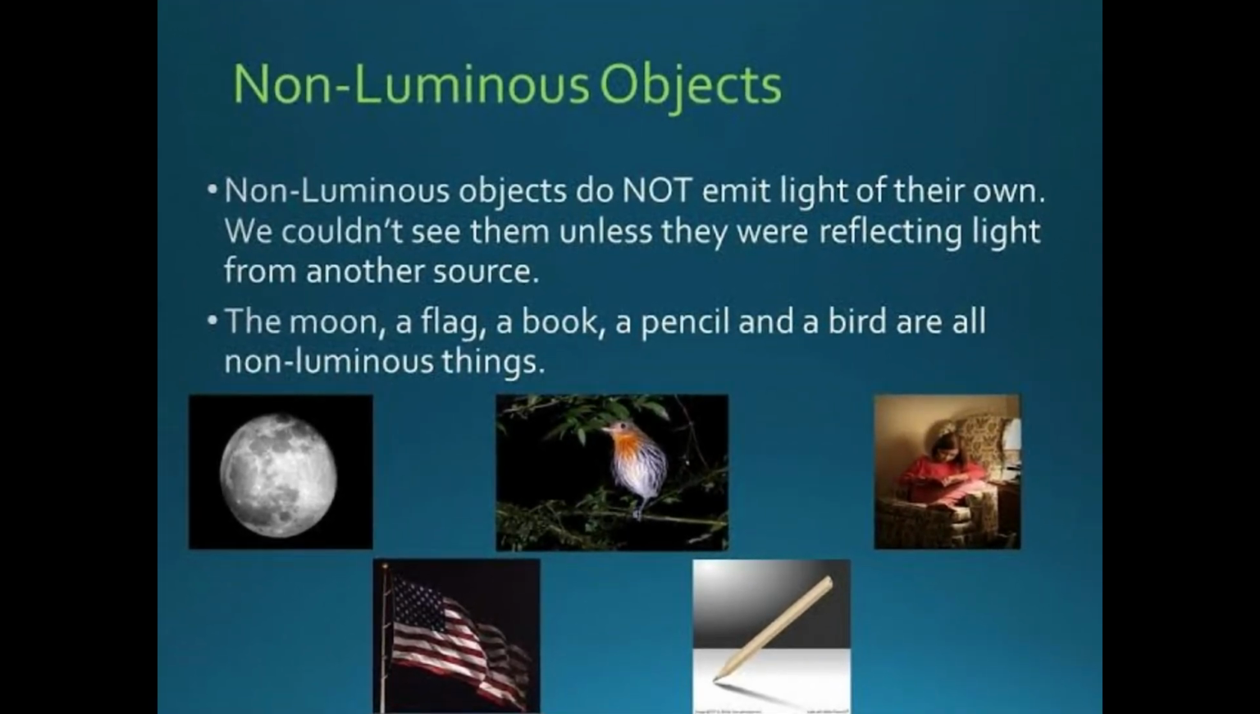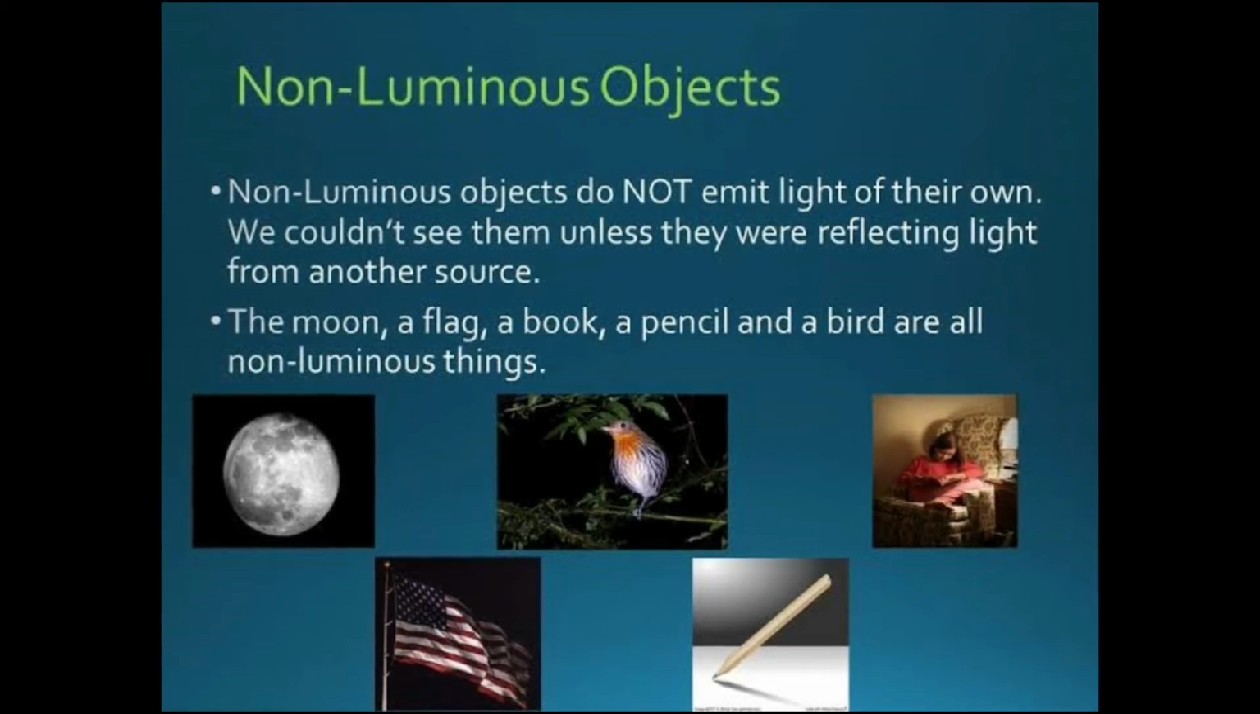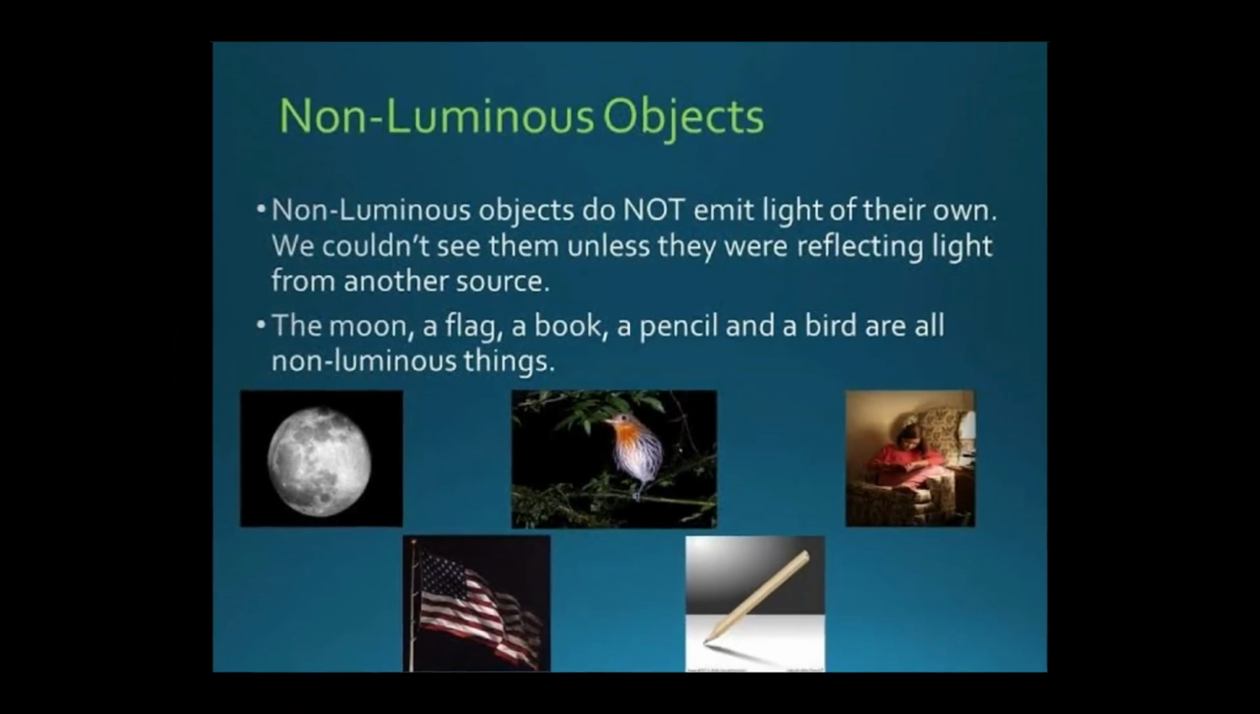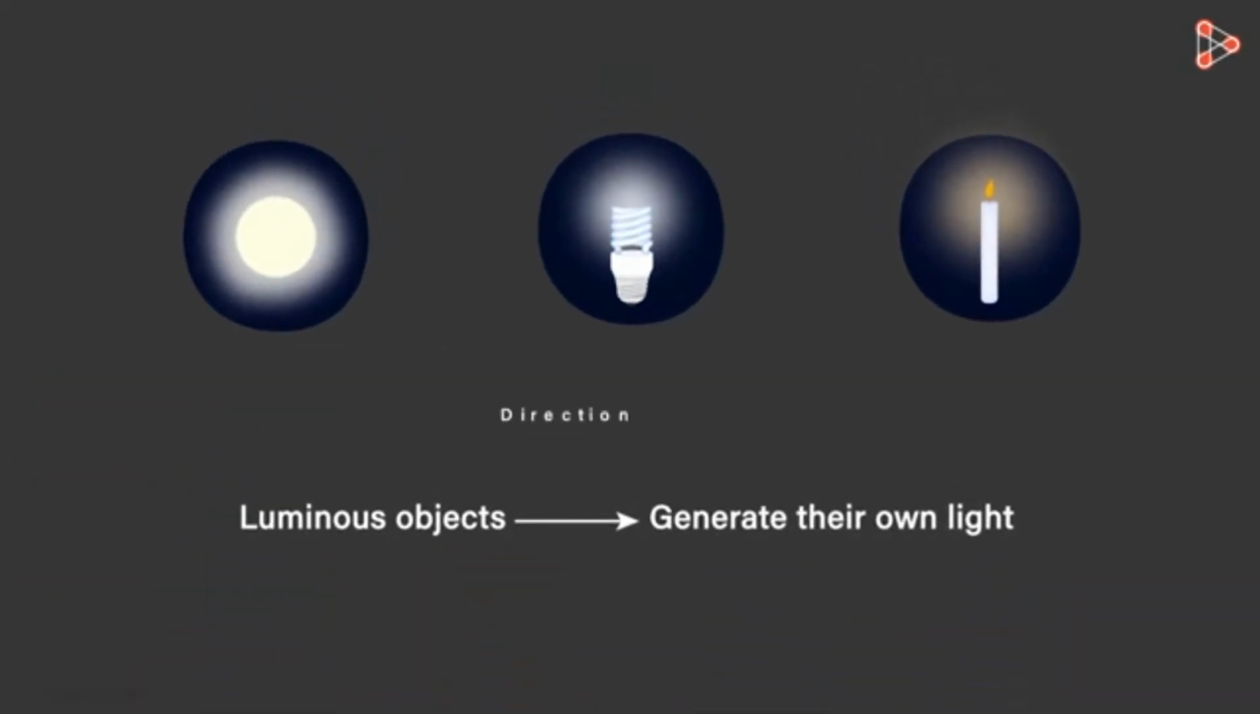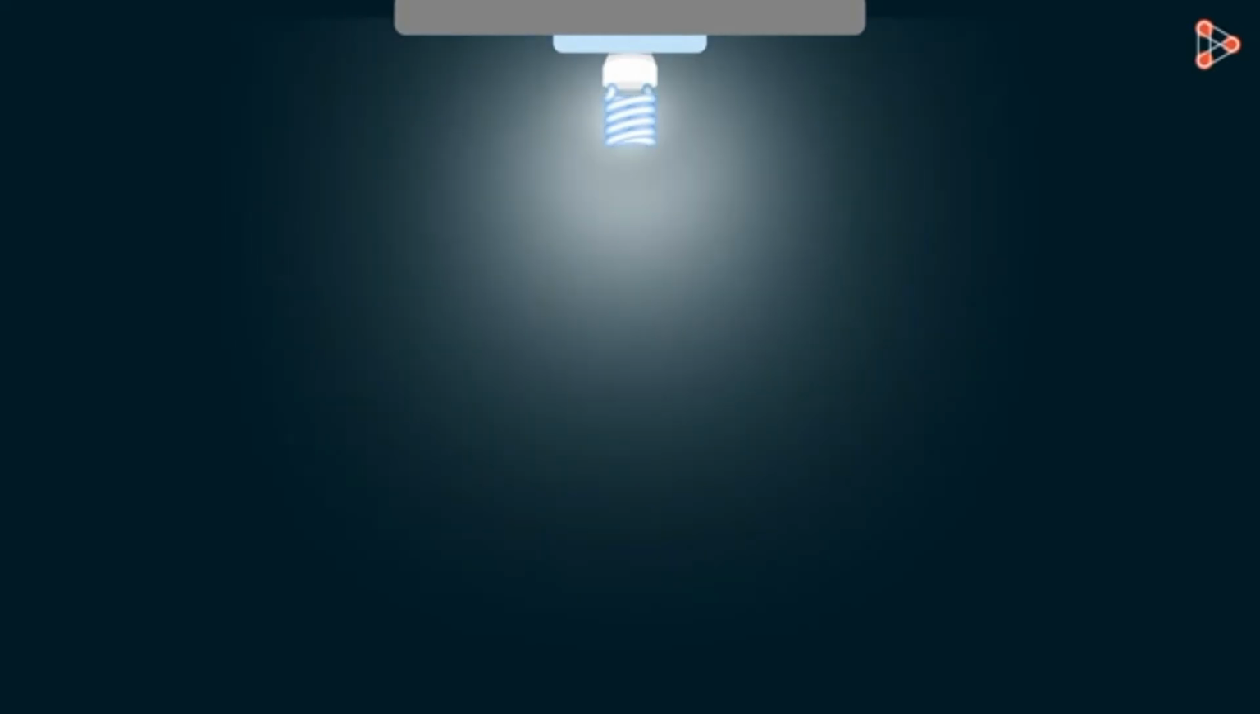However, these objects reflect the light from the luminous objects from their surfaces, and because of this reflection, we can see such objects. In which direction do the luminous objects emit their light? They emit light in all the possible directions. Consider a fluorescent bulb which is glowing. It is emitting light in all the directions.